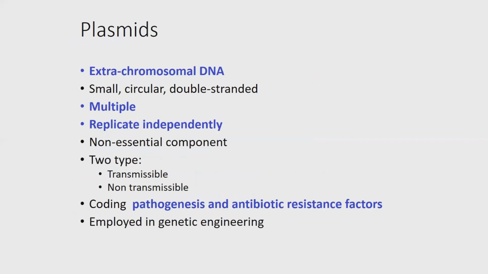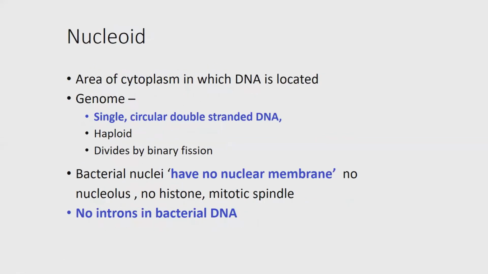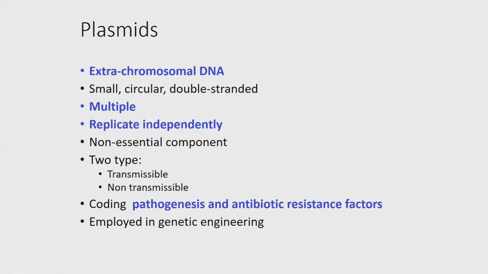Now let's move on to what a plasmid is. Plasmids are basically extra-chromosomal DNA. It's like a spare, you don't really need it, but it's a spare that you do not want to lose. All the DNA in bacteria is circular and double-stranded, so the plasmid is also not different. It is circular and double-stranded. They can be present in multiple copies. They can replicate independently, and it doesn't depend on the nucleoid. This is a non-essential component, as we have mentioned before, and it can be transmissible.